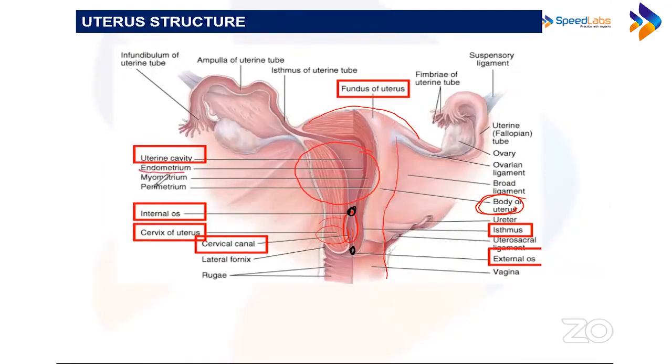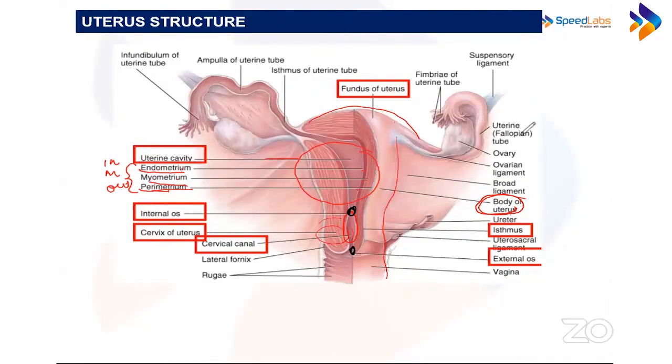The middle, thickest layer is the myometrium, the inner is the endometrium, and the outermost is the perimetrium. So three layers. This is inner, this is middle, and this is outer. So perimetrium is outer, this is middle, this is inner. And then you have the uterine cavity where the fetus will be.